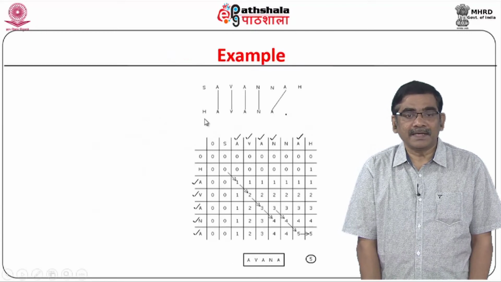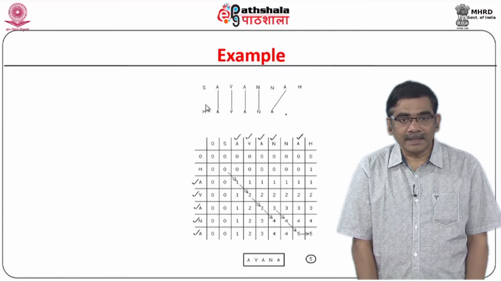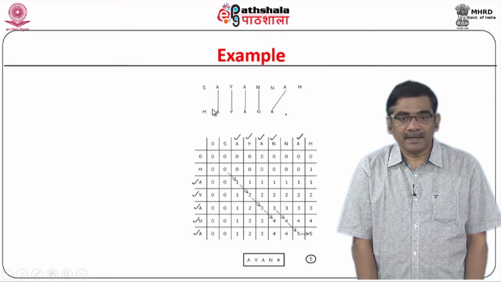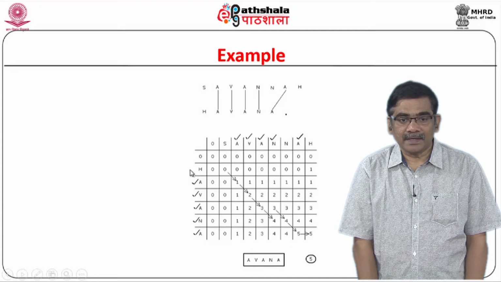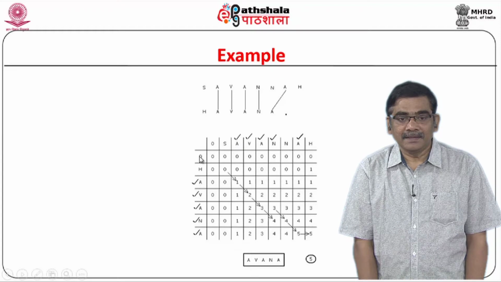Fine, this is a small example of the LCS problem. You can see it is Savannah and Havana. You see how it really works. So, I am putting that into the table. This is Havana, this is Savannah, this is 0 0, this is to take care of the empty string. You can see that all the rows and columns are initialized to 0, and we have to fill the remaining things.